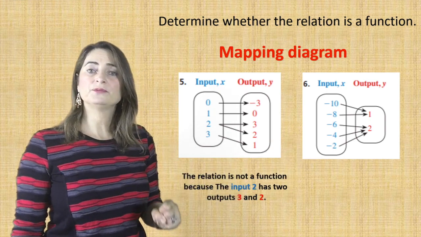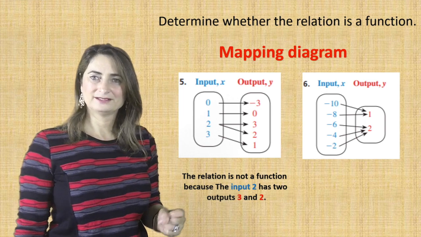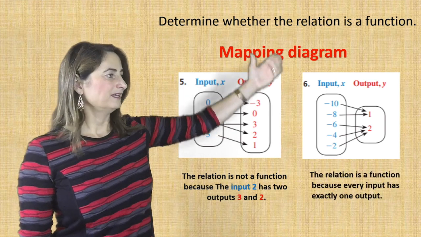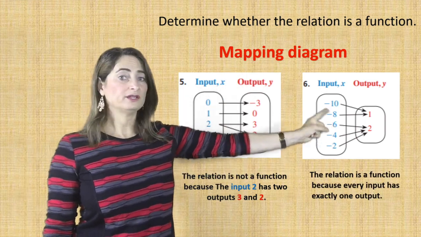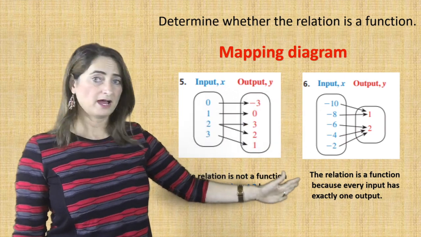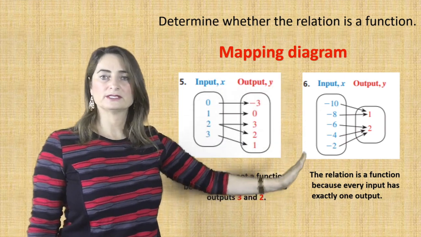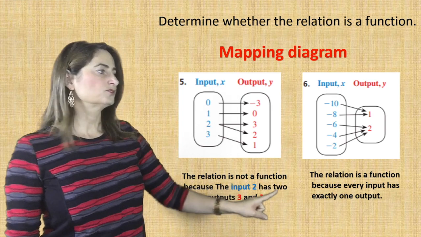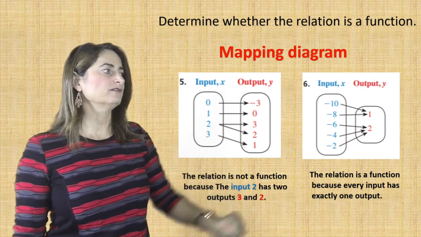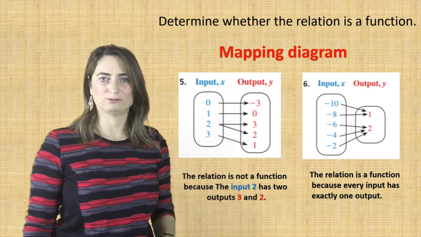Does every input have exactly one output? Yes. Every input has one output. Even though the output is shared with so many inputs, it doesn't matter. What we look at is the input. Does it have one output? Yes. So the relation is a function because every input has exactly one output.